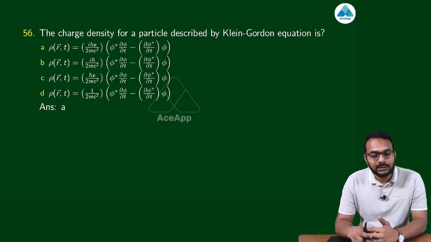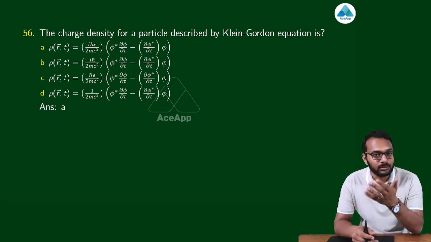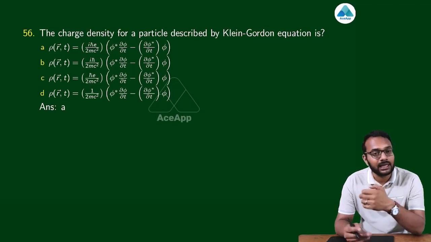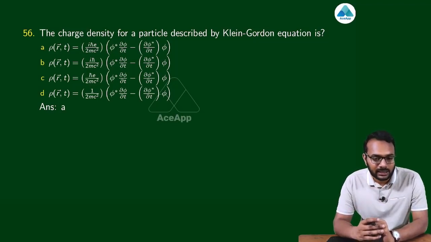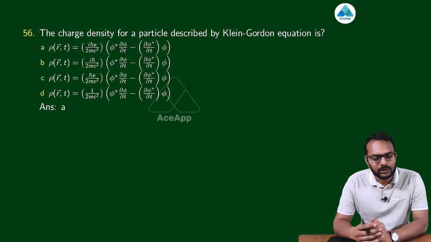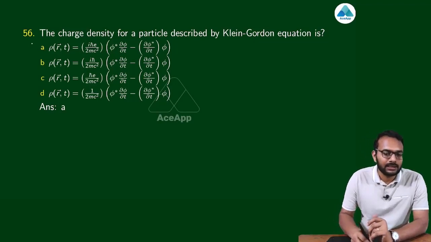The charge density for a particle described by the Klein-Gordon equation. Charge density described by the Klein-Gordon equation. So you have to remember this, okay. This is the charge density and current density for the Klein-Gordon equation. ഇതിനെക്കുറിച്ച് syllabus specific ആയിട്ട് പറഞ്ഞിട്ടുള്ളതാണ്, so it would be helpful to expect a problem or a question like this from there. Okay, indeed, this is the correct answer. All right.